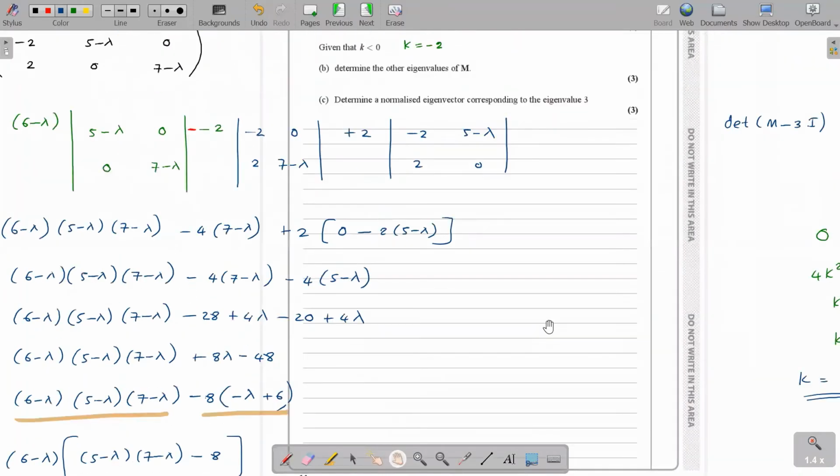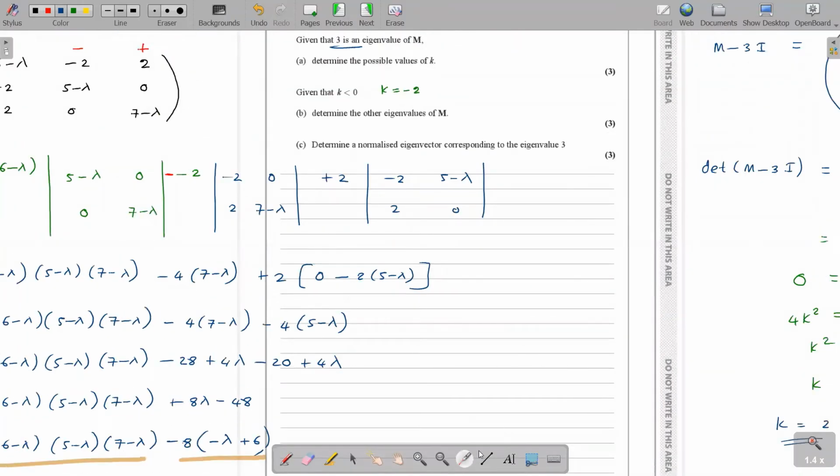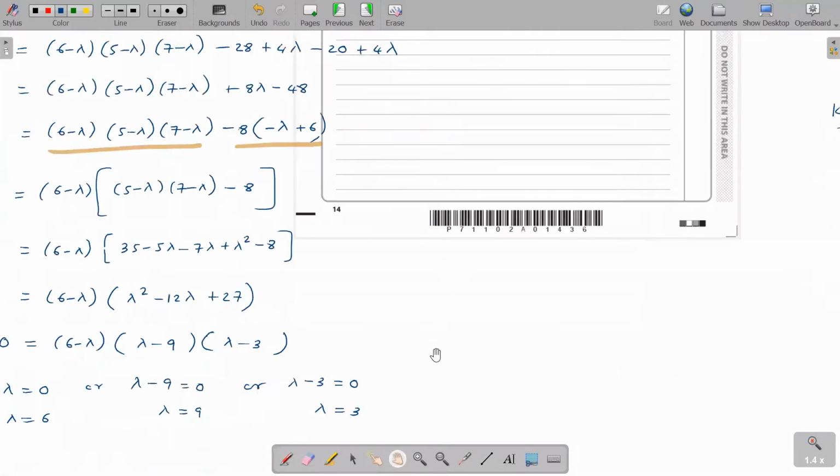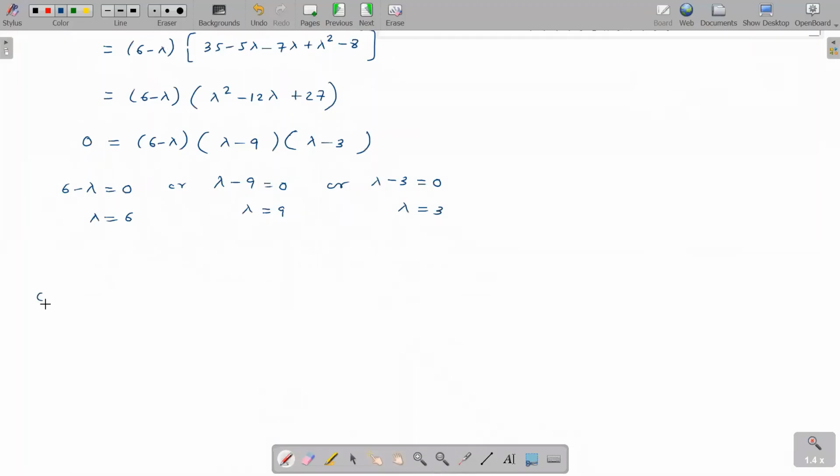The next part, the last part: determine a normalized eigenvector corresponding to the eigenvalue 3. So calculate the normalized eigenvector corresponding to eigenvalue 3. Part C, for lambda equal 3. Here we need to get not just the eigenvector but the normalized eigenvector. What equation do we use? Ax equals lambda x. So let's input the value. A is, can you all tell me the A matrix? It's M, right? Yeah, Mx. So in this case, I'll use Mx.